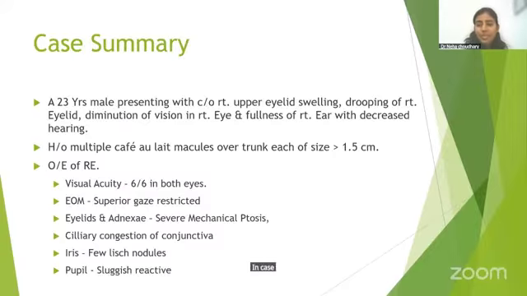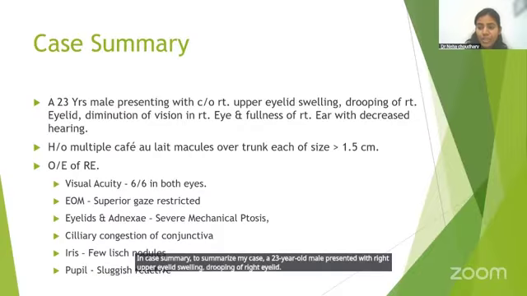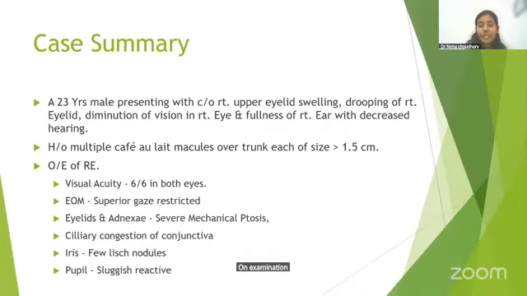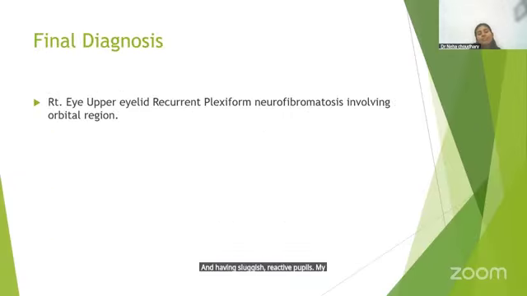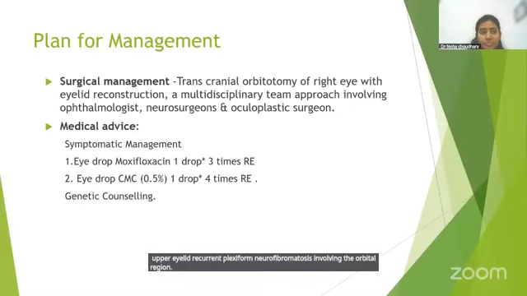Case summary. To summarize my case, a 23-year-old male presented with right upper eyelid swelling, drooping of right eyelid, and diminution of vision in right eye with history of multiple cafe au lait spots in trunk. On examination, right eye had a visual acuity of 6/6 with superior gaze restriction, severe mechanical ptosis, ciliary congestion, few Lisch nodules were seen at iris, and having sluggish reactive pupil. My final diagnosis is right eye upper eyelid recurrent plexiform neurofibromatosis involving the orbital region.